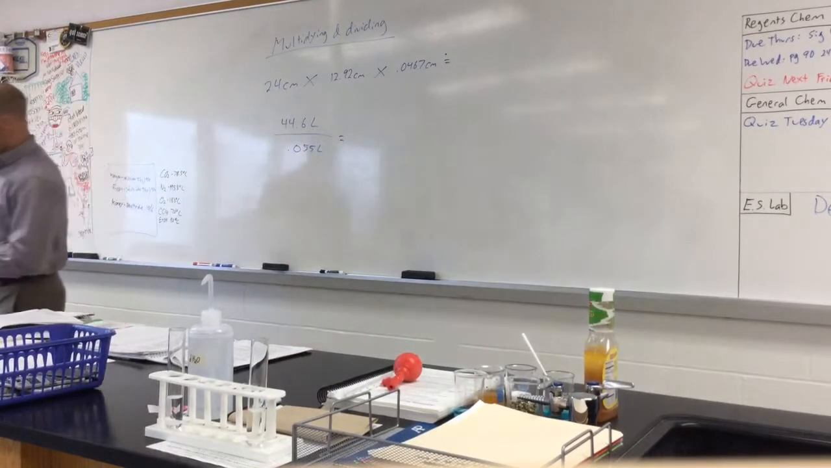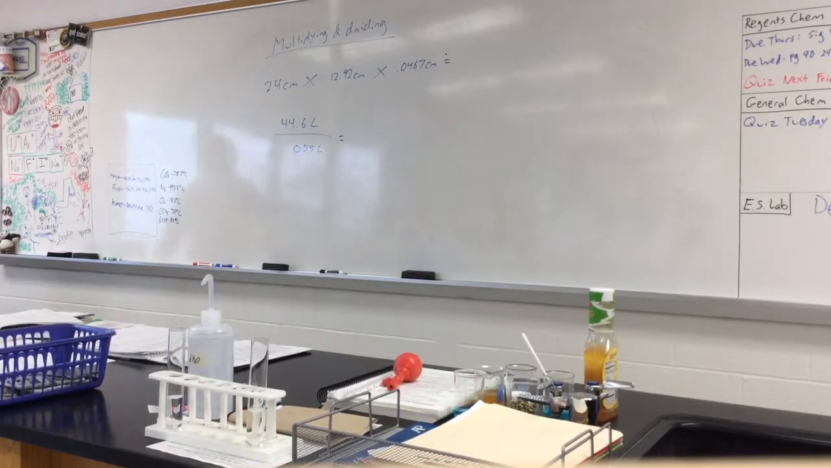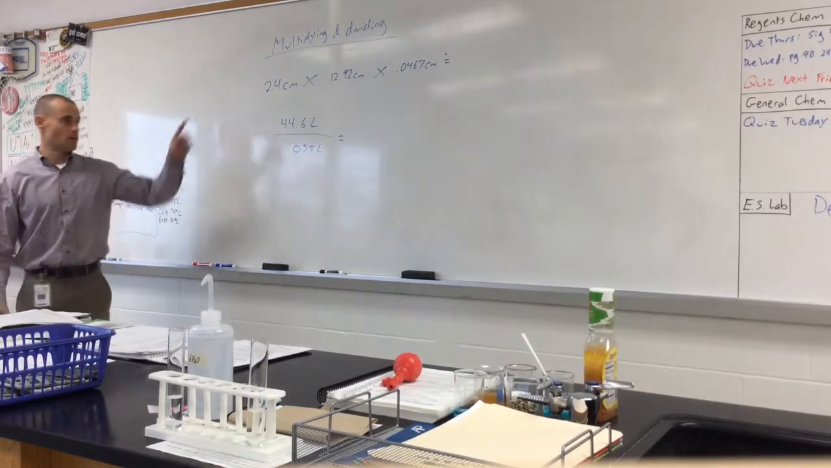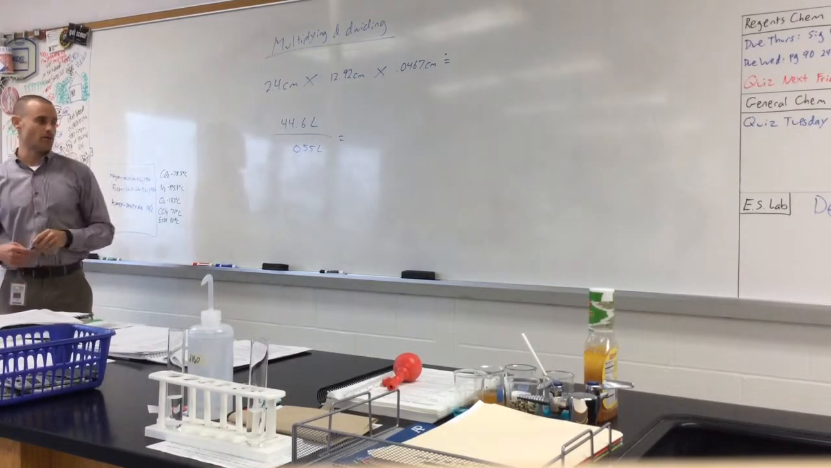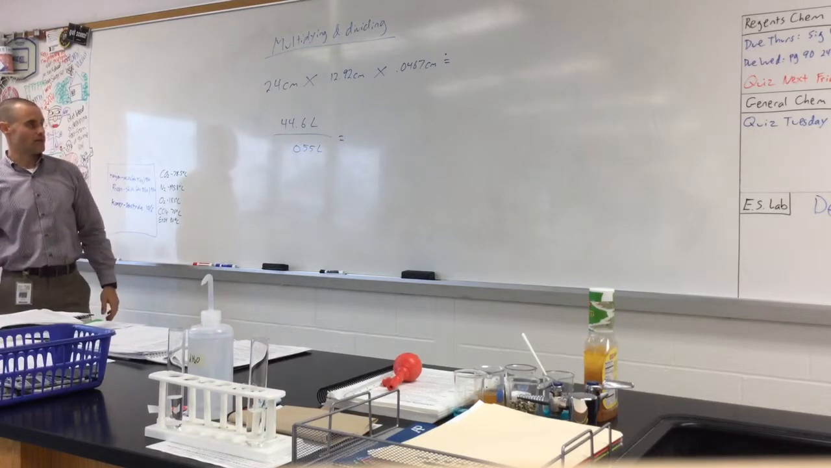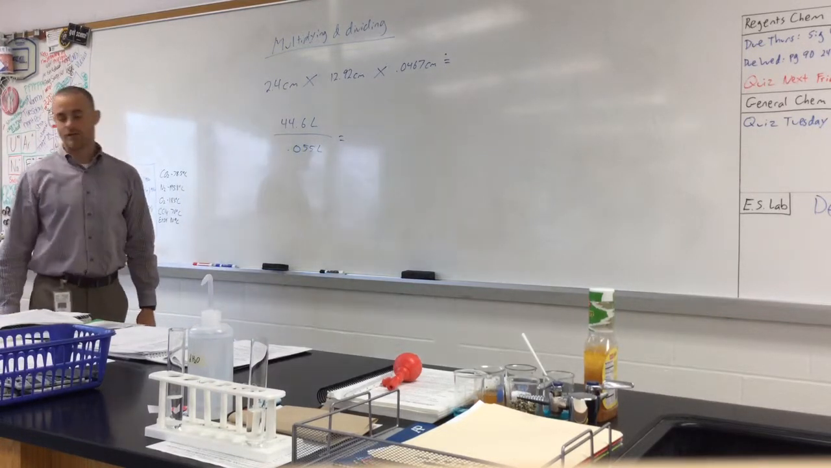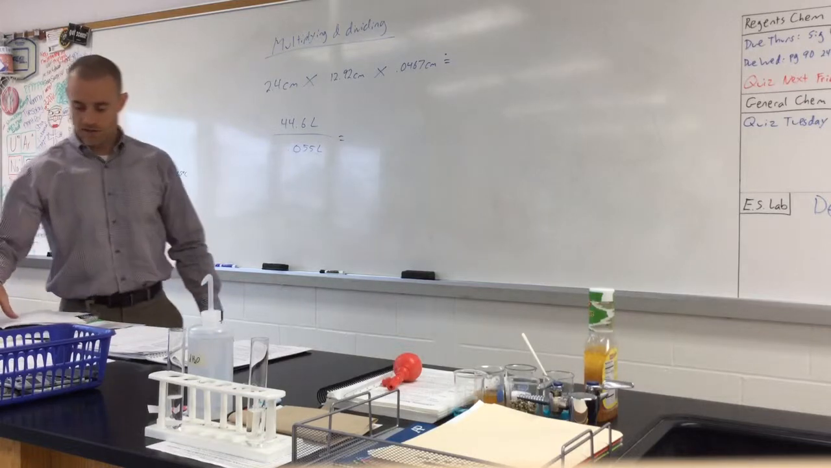Then do the division problem. I mean, the math is easy. That's not the hard part. The hard part is learning how to round it. So multiply those 3 numbers, divide those 2 numbers, get your final answer. Write down all the numbers on the calculator.